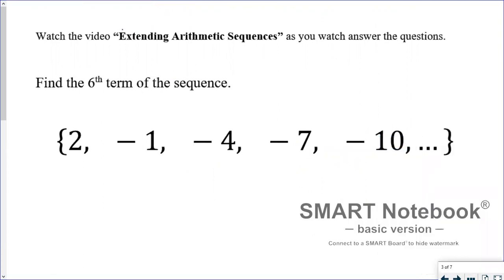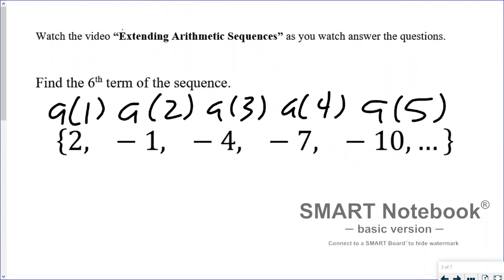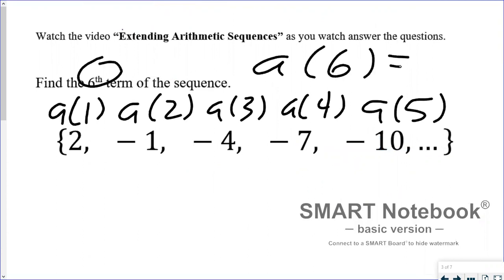So this is my first term, second term, third term, fourth term, and fifth term. We're being asked to find the sixth term, or A6. The most important thing is to find the common difference.